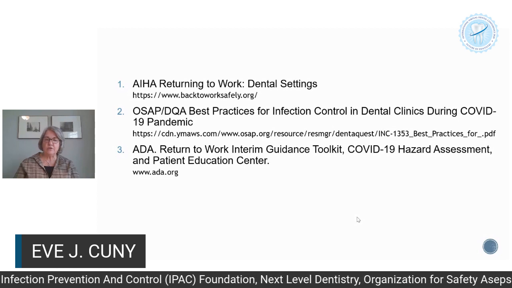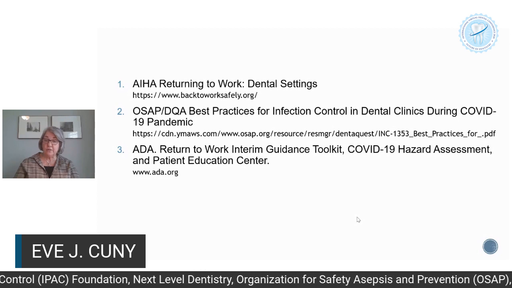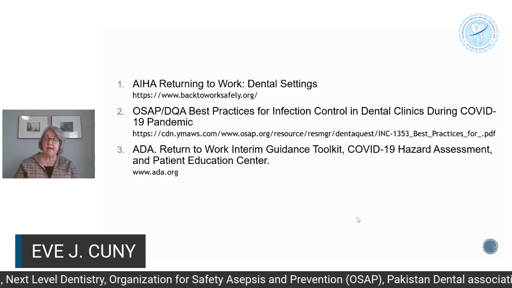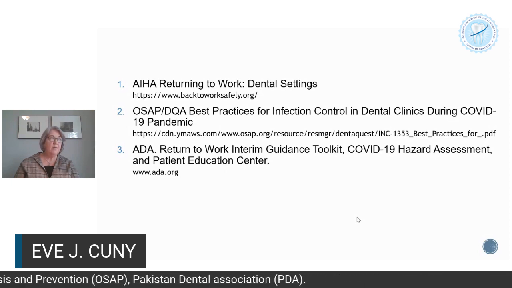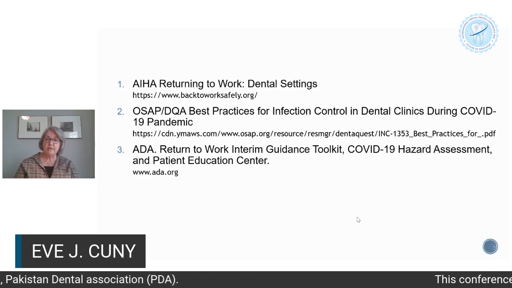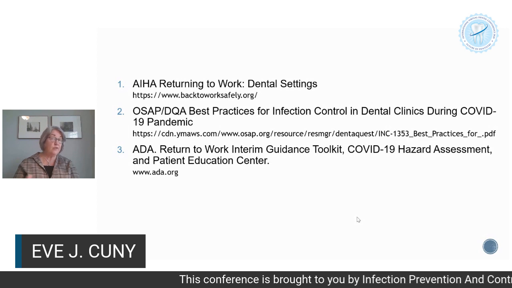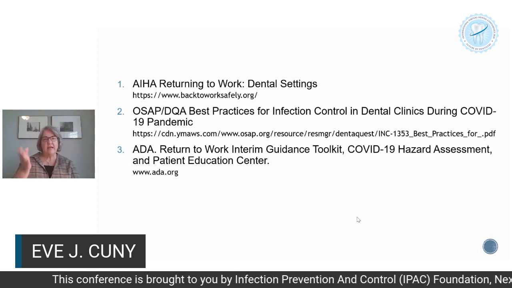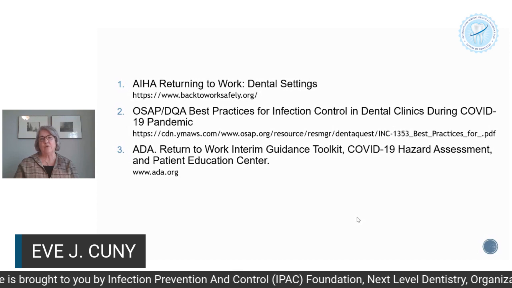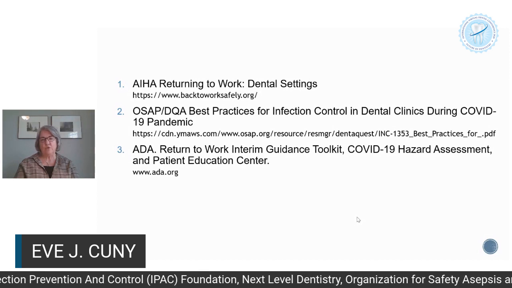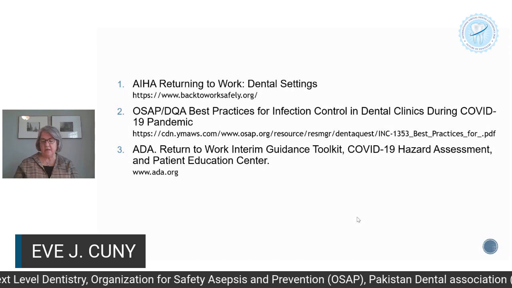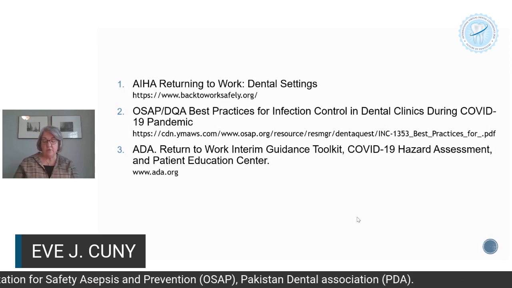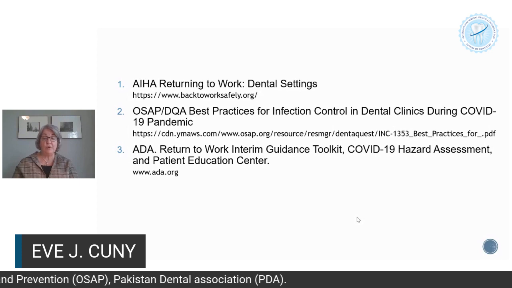The ADA has a return to work interim guidance toolkit, which contains a hazard assessment. It also has a patient education center. They also have a checklist for returning to work and a number of resources that can help you with some of your policies and procedures, such as identifying what is an exposure, and when you would have to quarantine or self-isolate. And that is at ada.org. And again, you can access that whether or not you're a member.